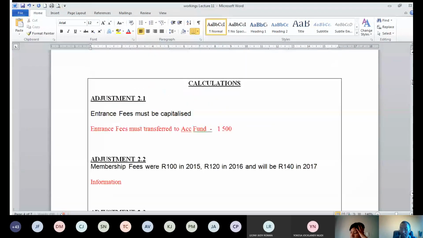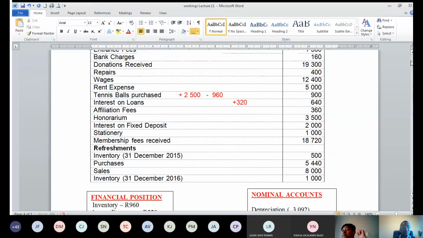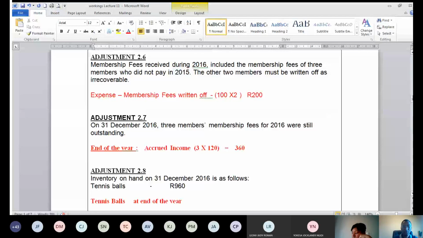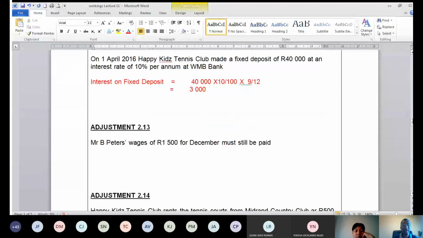Go back to your list of accounts to see if you have received anything already. You will see that there's interest on fixed deposit showing an amount of 2,000 rand. Of the interest on fixed deposit, guys, we're supposed to receive 3,000 rand. We have only received 2,000 rand. That is why there is still 1,000 rand outstanding. That 1,000 rand that is still due to us will be classified as accrued income.